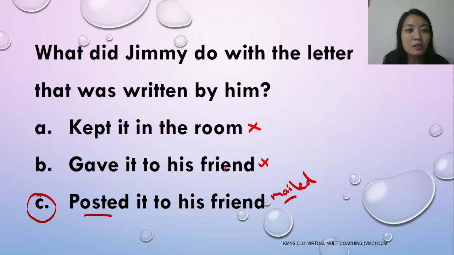But then, if let's say they give you the same word, then you got to be careful because sometimes it may be a trap. They may give you the same word, which makes you believe that it could be the right answer, the exact matching word, but actually it's not.